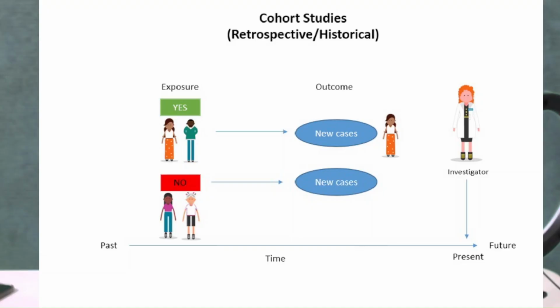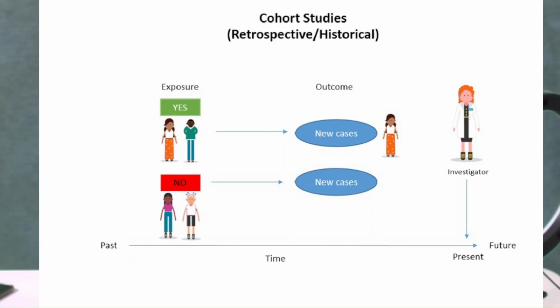Now, what about cohort? I told you that case control is a backward-looking study. We are taking the history. But cohort is a forward-looking study. I will teach you, you just listen. See, cohort study is more time-consuming. Cohort study is more costly. Actually, you have a cohort, an exposure cohort. A group of people is exposed to a risk factor. Suppose the smokers group.